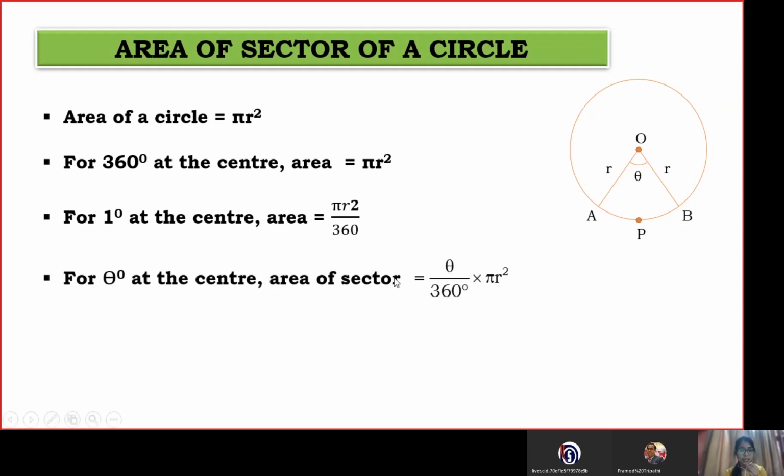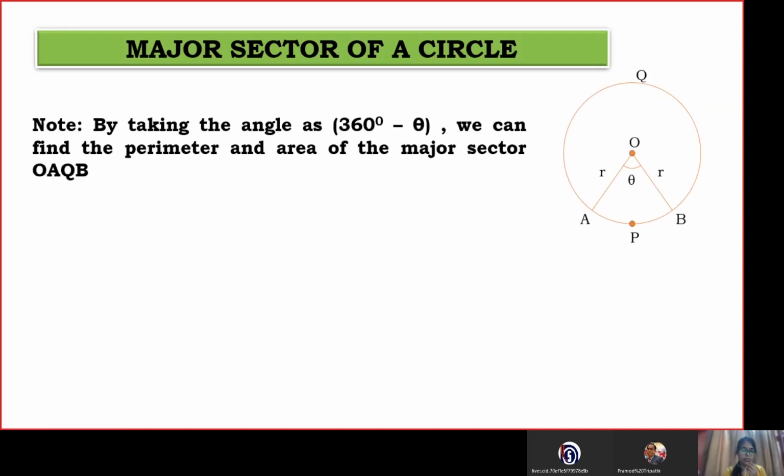It will be theta upon 360 multiplied with pi r square. Theta upon 360 multiplied with pi r square. Now, major sector of a circle. Right now we were dealing with the minor sector AOPB. What about this major sector, the remaining part? Let me show you the major sector. So this is what I mean by the major sector.